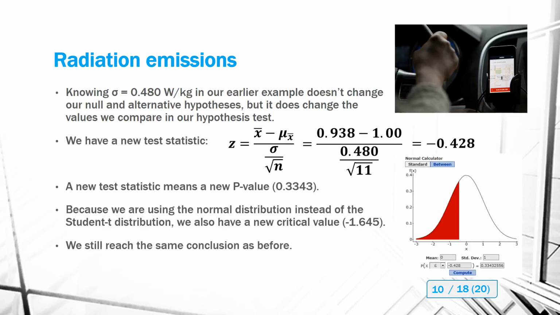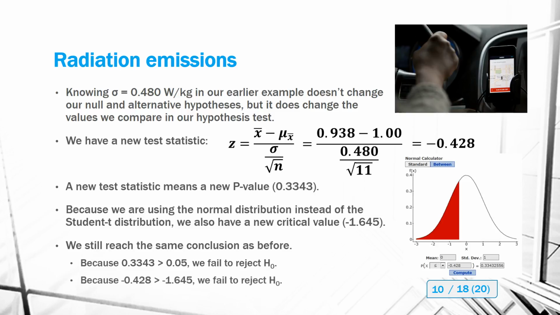We still reach the same conclusion as before, however, because our p-value of 0.3343 is greater than our significance level, 5%, we're going to fail to reject H0. We can't fit that area of the p-value into the area of the critical region. Therefore, we're going to fail to reject H0. We're outside the critical region.